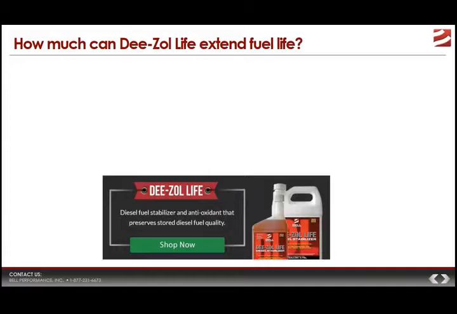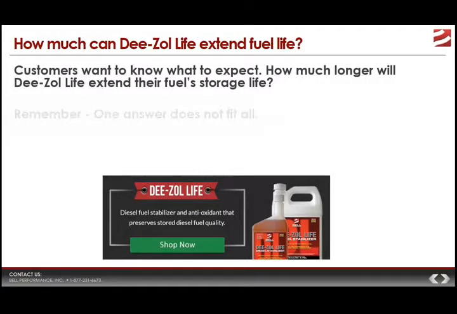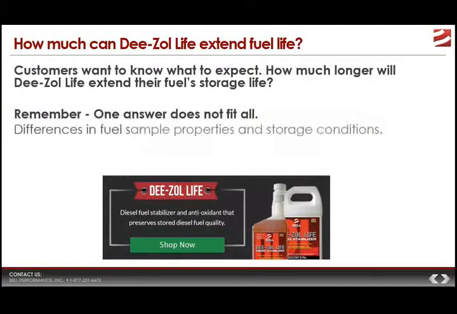Now, some of the fair questions that get asked about Dee-Zol Life and about stabilizers in general. The first question that we would expect someone to ask when we're talking about this whole issue is, well, if I use it, how much more benefit am I going to get? And what they mean is, how much can it extend my fuel's life? The first thing that you have to realize is, like we said, there's no one-size-fits-all answer because all fuel compositions are a little bit different. If you wanted to know for sure, you would take a fuel sample and you would treat it with Dee-Zol Life, and you would do an ASTM stability test on it. But most people aren't going to do that, and they shouldn't have to.